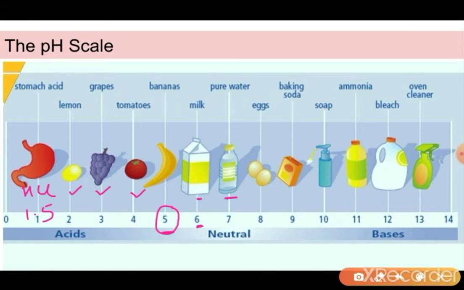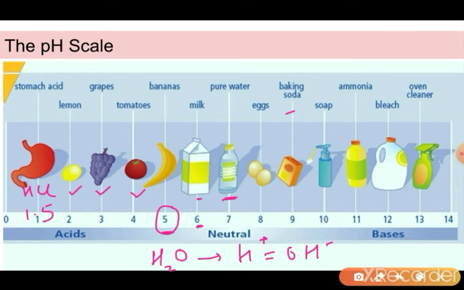Pure water has an equal amount of acid and base. That is why it is neutral in nature. Why is it neutral? Why are we saying that it has equal amounts of acid and base? Because in pure water, H2O is made up of H plus ions and OH minus ions, and these ions are equal in amount. That is why it is neutral in nature.